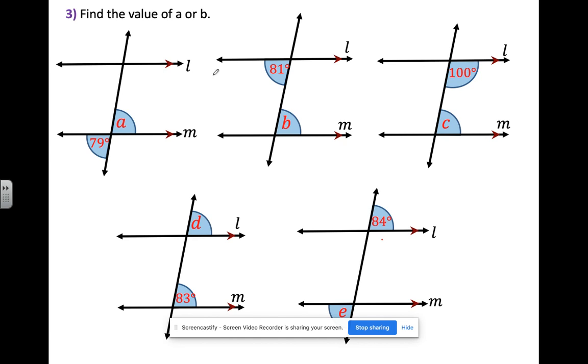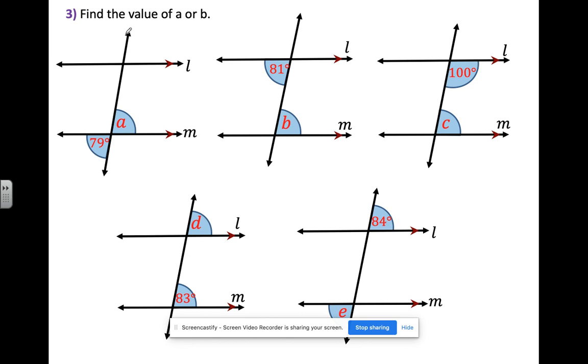So right now we're going to talk about these two lines. This is parallel to this line. How do we know those two lines are parallel? Well, the lines are going to have some kind of arrow that is going to go through them.